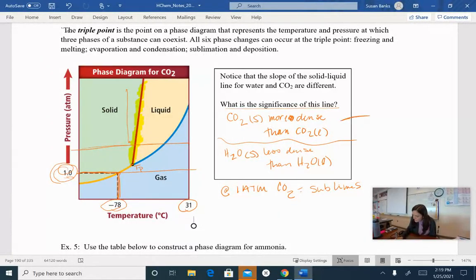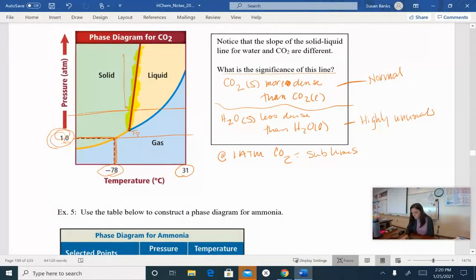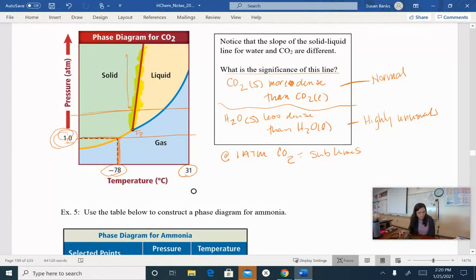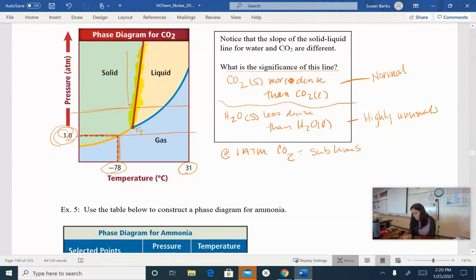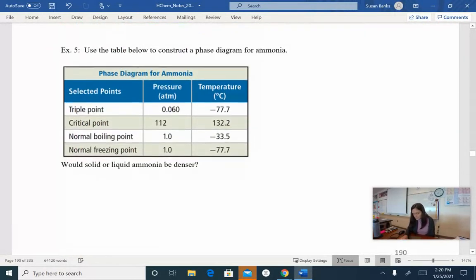So the carbon dioxide, this is normal. This is how most compounds react. Because water does this, it's highly unusual. Can't spell. All right. It's so strange. Water is really the only thing I know that does this. Okay, so let's look at this next one.